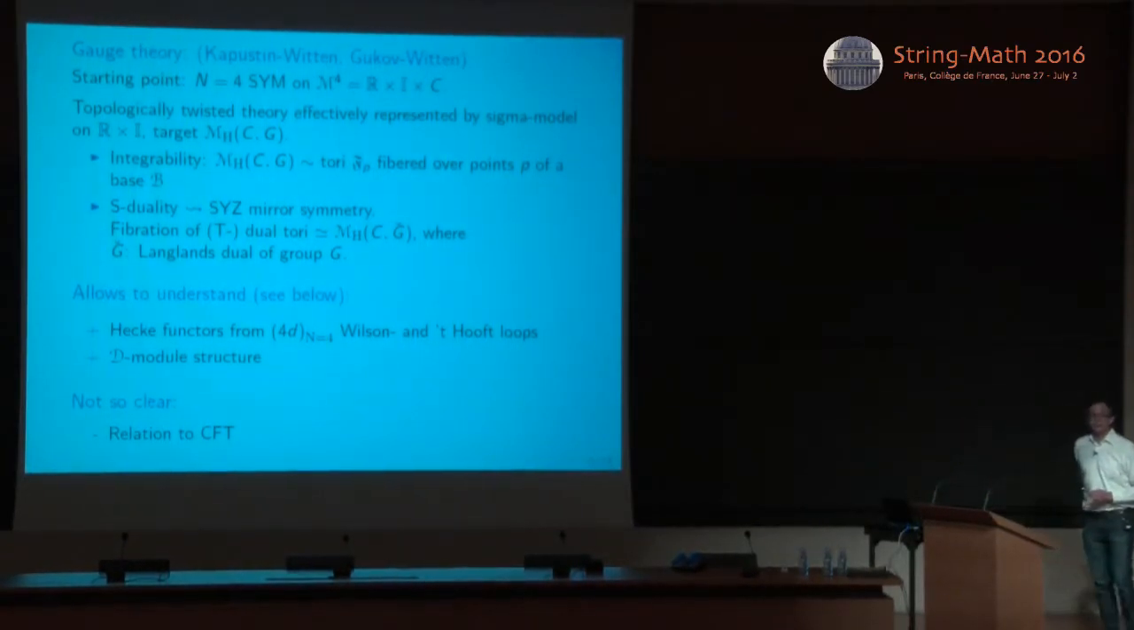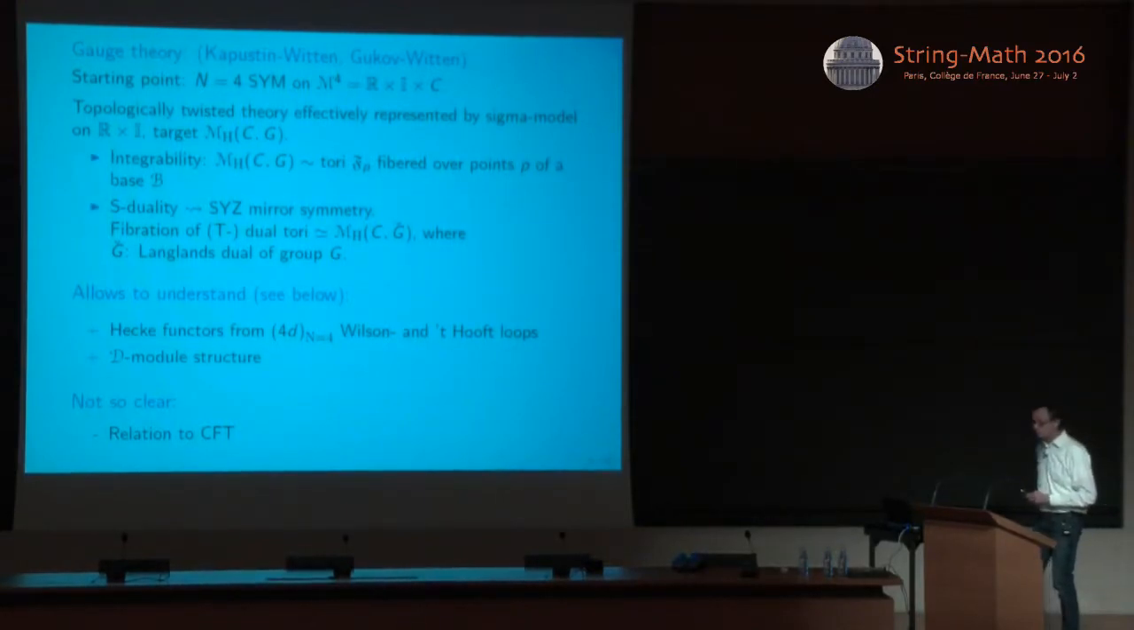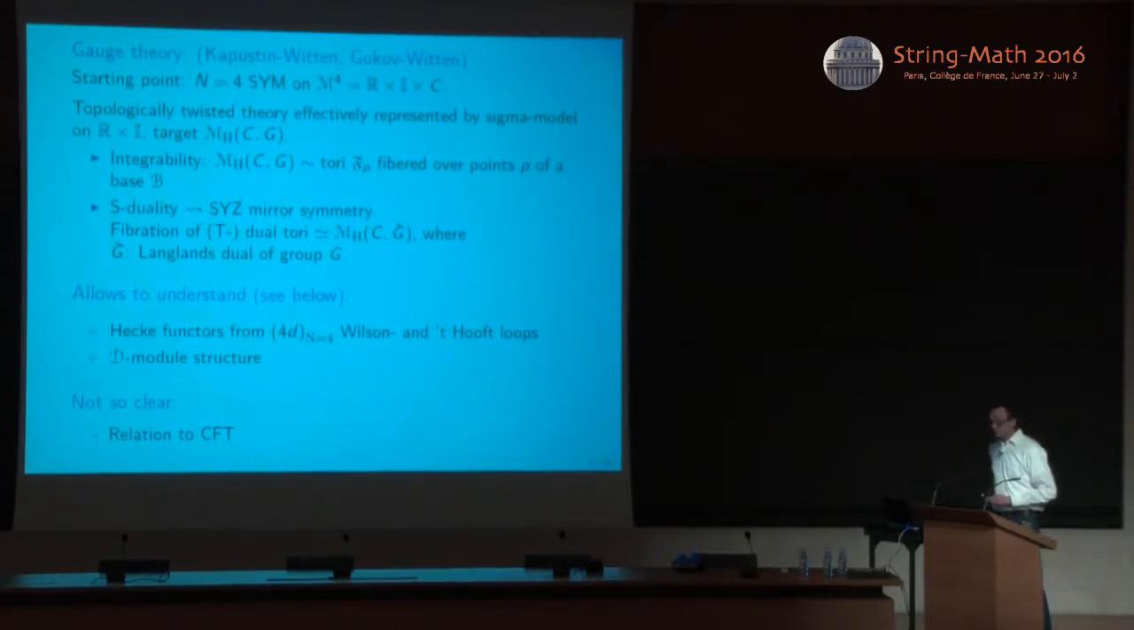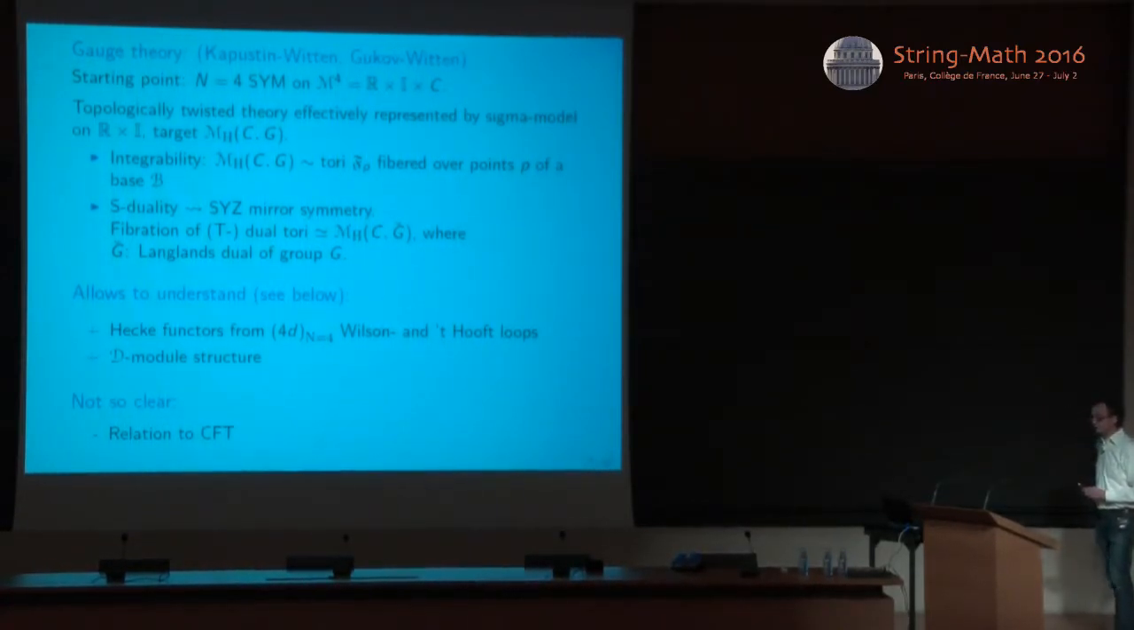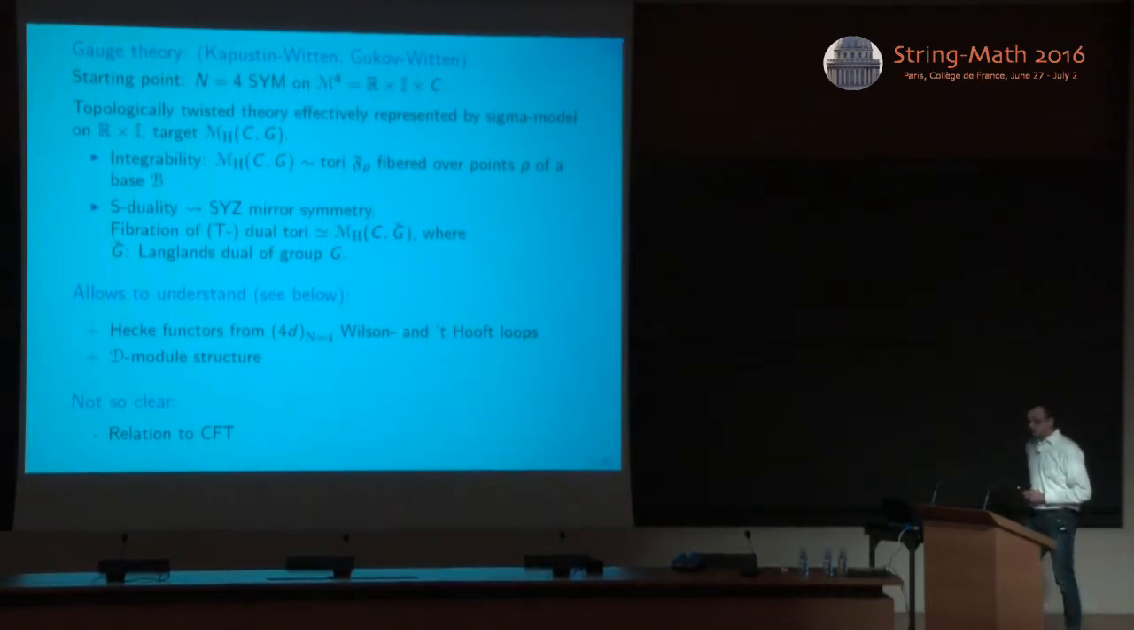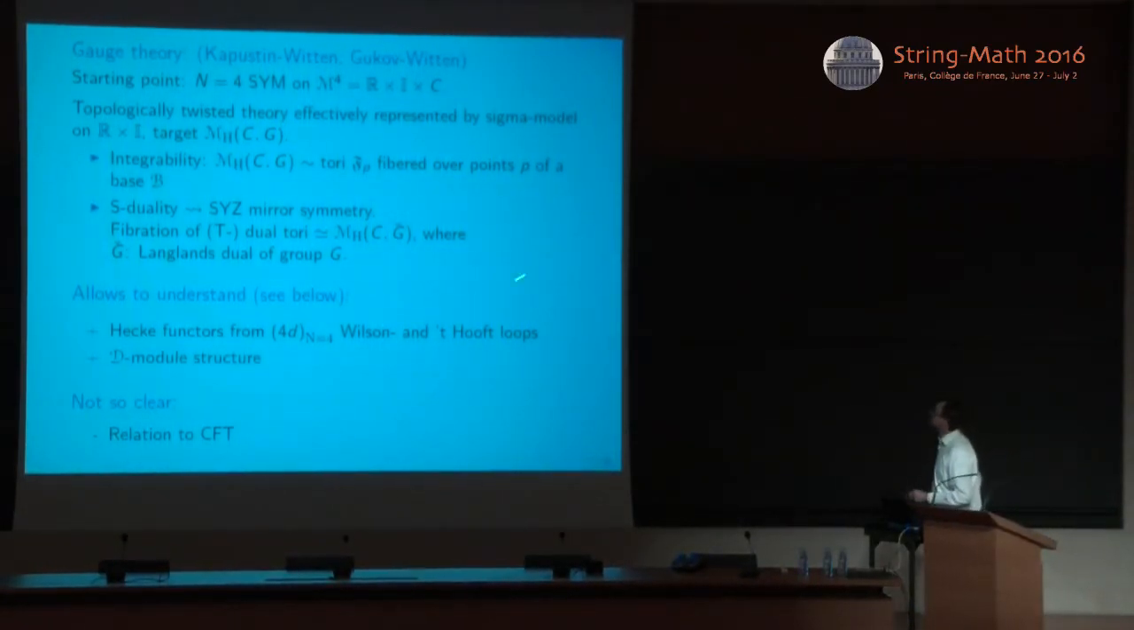Good, by now an alternative view on the subject has emerged due to the work of Kapustin and Witten, and Gukov and Witten, where gauge theory enters the game. More precisely, N=4 super Yang-Mills on four-manifolds, which we assume to be of the form of, say, a real line times an interval times the same Riemann surface C as before. And again, let me sketch the main steps in this argument.